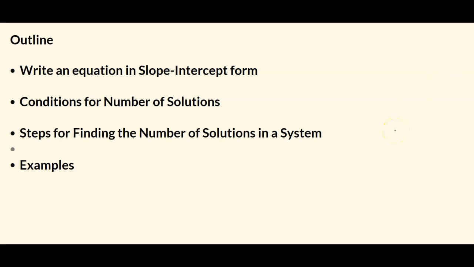So we're going to look at how to write an equation in slope-intercept form, and then we'll spend some time talking about the conditions for the number of solutions of a linear system in two variables. Then we'll talk about the steps on how to get there, and then we'll do a few examples together to just put it together.